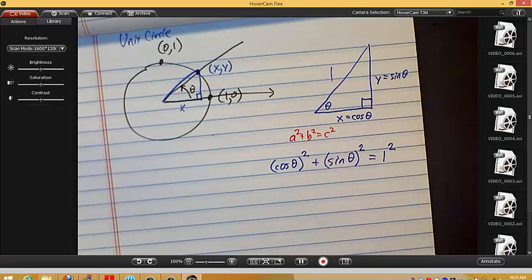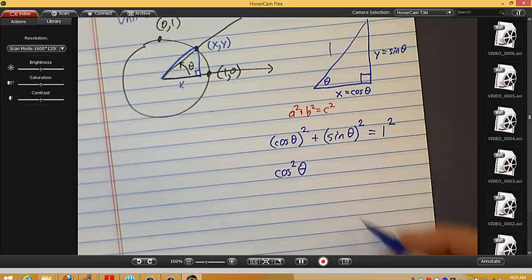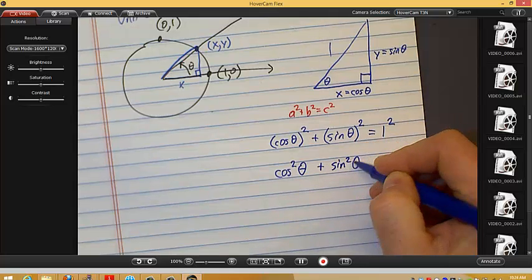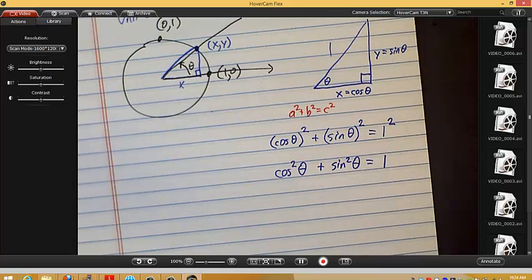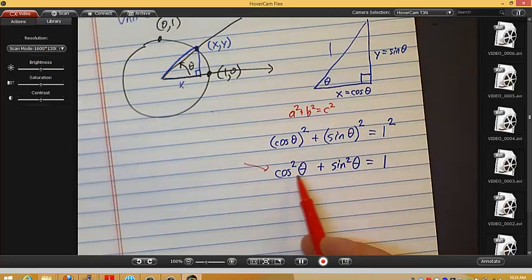And so what we do is, if we mean we're squaring cosine of theta, we write it like this: cosine squared of theta plus the sine squared of theta equals, and then of course 1 squared is just 1. So this is a shorthand that we'll use. We won't write those parentheses, but I want you to understand, from now on, if you see the squared there, that means we're squaring the whole cosine of theta. You guys understand that?